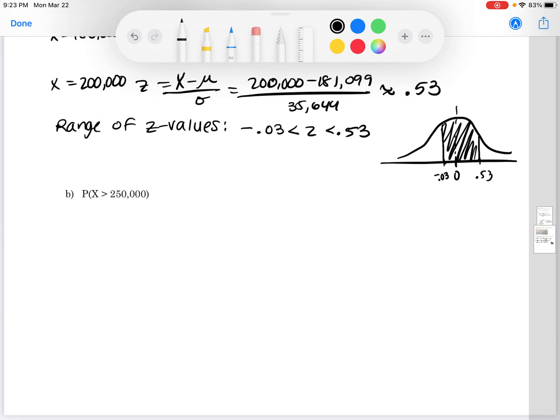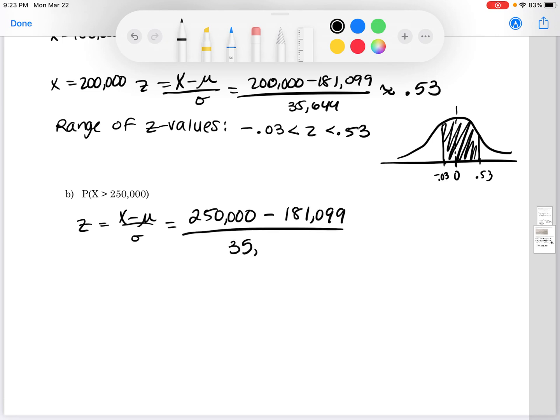For x is greater than 250,000, we're going to do the same thing. We're going to find that z-score. And that is going to give us about 1.93. And then we're going to go ahead and do the same thing to find the percentage.